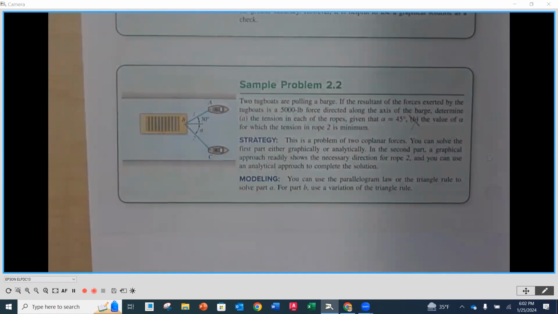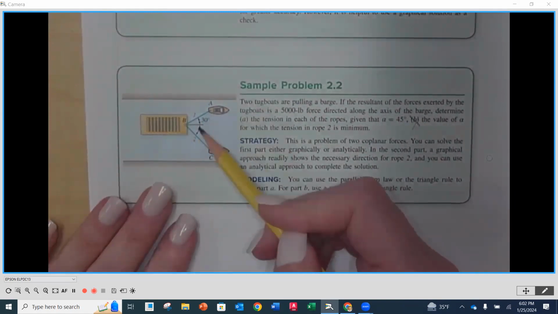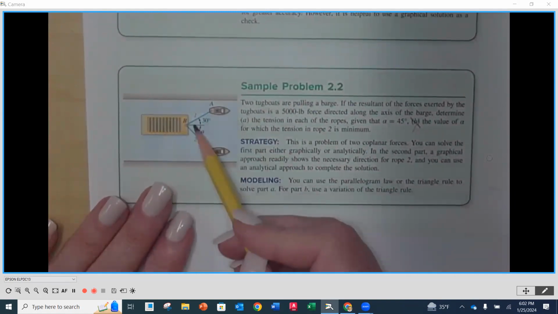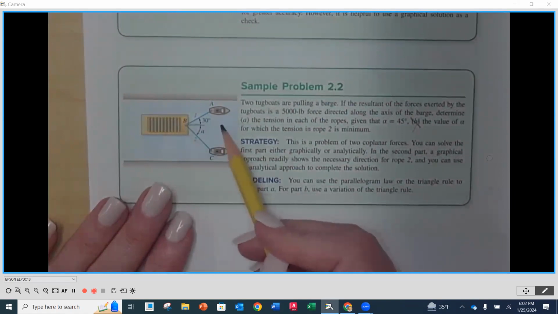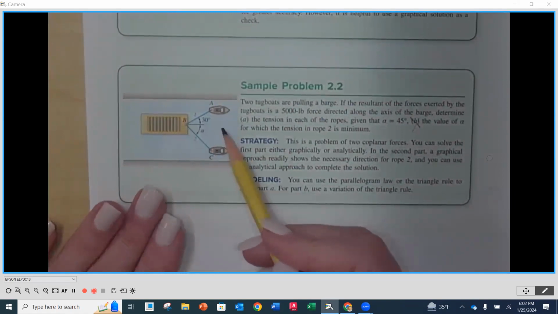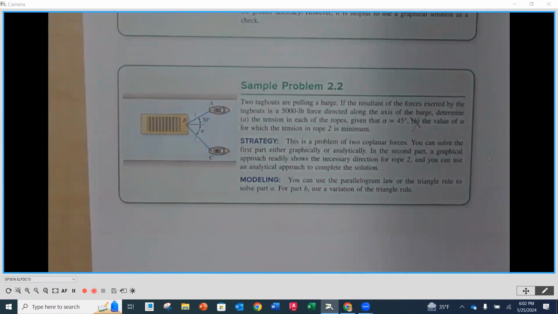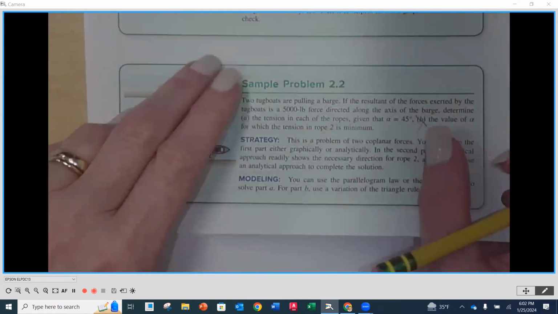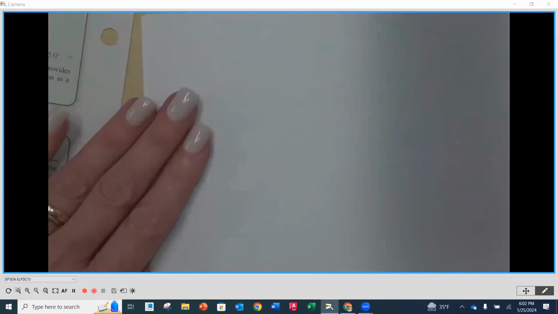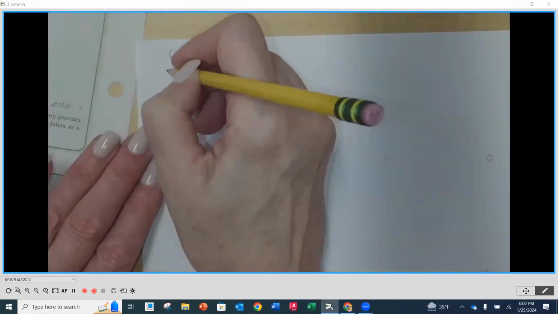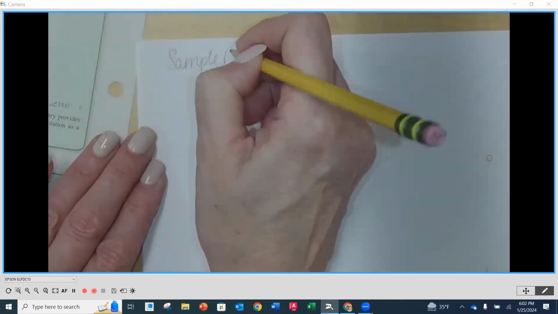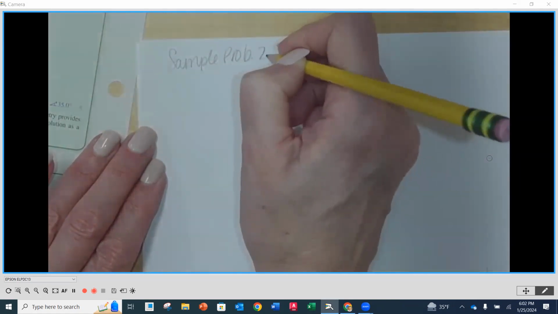We're only going to do part A here. We're not going to worry about part B. So we want to know the magnitude of each one of these forces if we're pulling this barge to the right along here, and our resultant is going to be horizontal. Okay, so let's start by drawing a representation of the forces that we see here. This is sample problem 2.2.